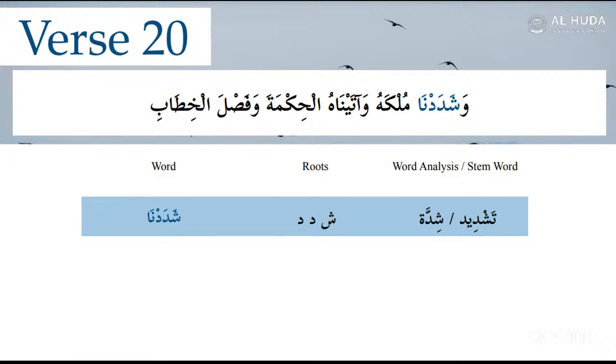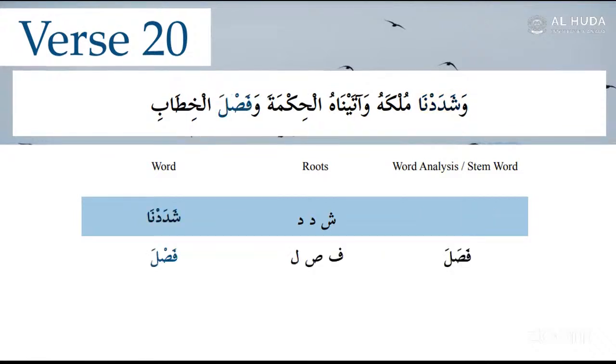Fasl from fa, sad, lam. Fasala means to separate. Fasl means distinction. And khitab from kha, ta, ba. Khitab is a speech that is mainly one-sided. It's an address. So, وَآتَيْنَاهُ فَصْلَ الْخِطَابِ, we gave him decisive speech.